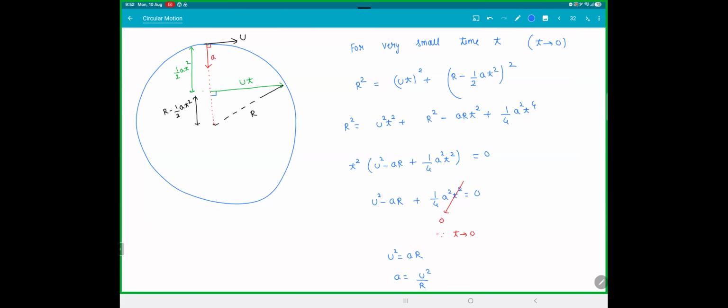There, no calculus, nothing. We just used kinematics. But this tells you something even more. This can be written as omega square r because we know u is equal to r omega.